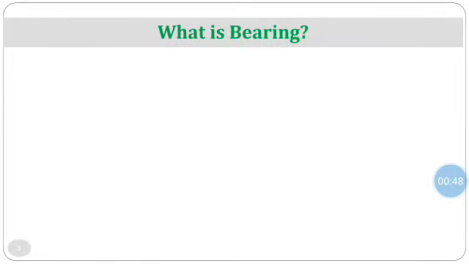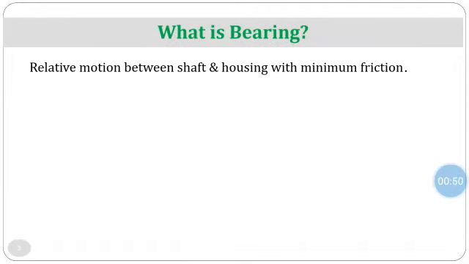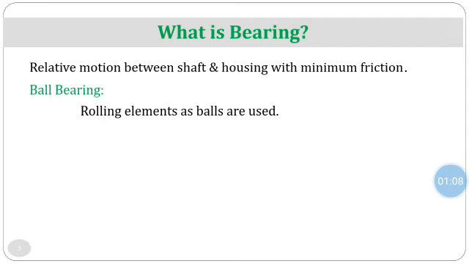Now, what is bearing? Bearing is a mechanical element used to facilitate rotational motion between shaft and housing with minimum friction. What is meant by ball bearing? As the name indicates, the rolling element is used in this as a ball, so the name is ball bearing.